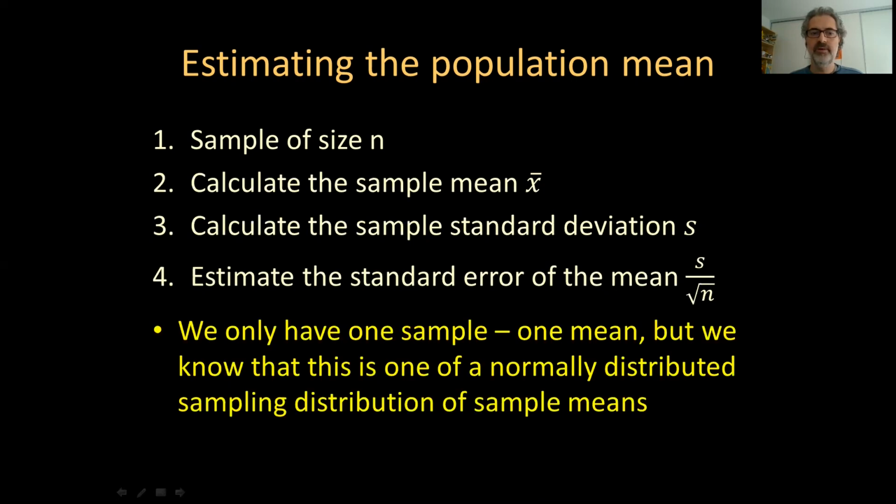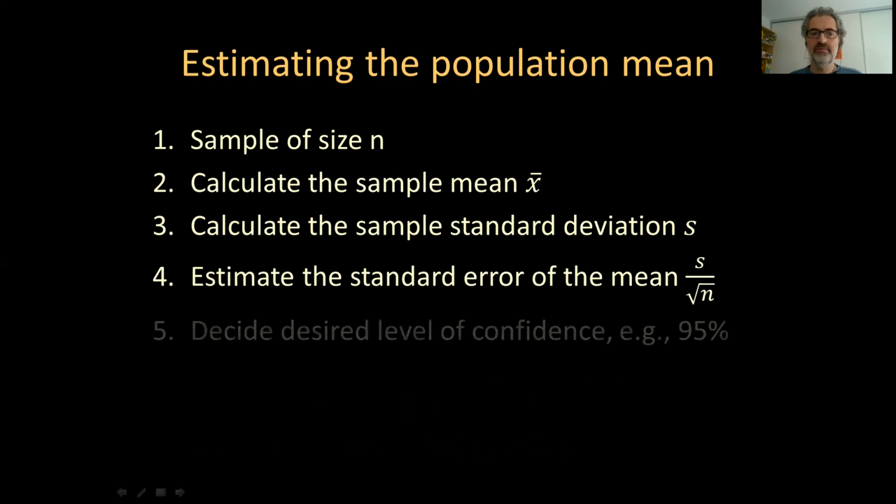We always remember that although we only have one sample, this is just one of many possible samples, and our one mean is one of a set of normally distributed means in their sampling distribution. And this lets us link proportions to probabilities. More specifically, we can start with the probability.